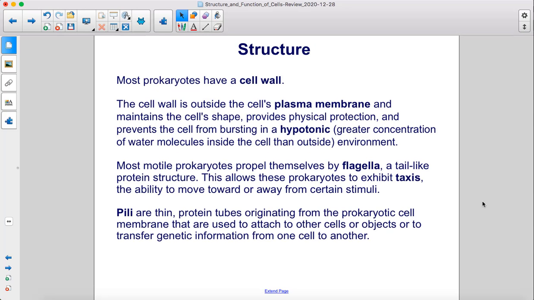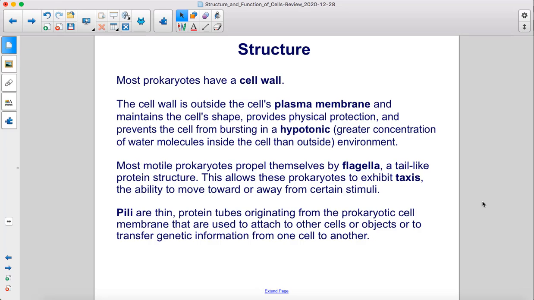Most prokaryotes have a cell wall. The cell wall is outside the cell's plasma membrane and maintains the cell's shape, provides physical protection, and prevents the cell from bursting in a hypotonic, greater concentration of water molecules inside the cell than outside, environment.